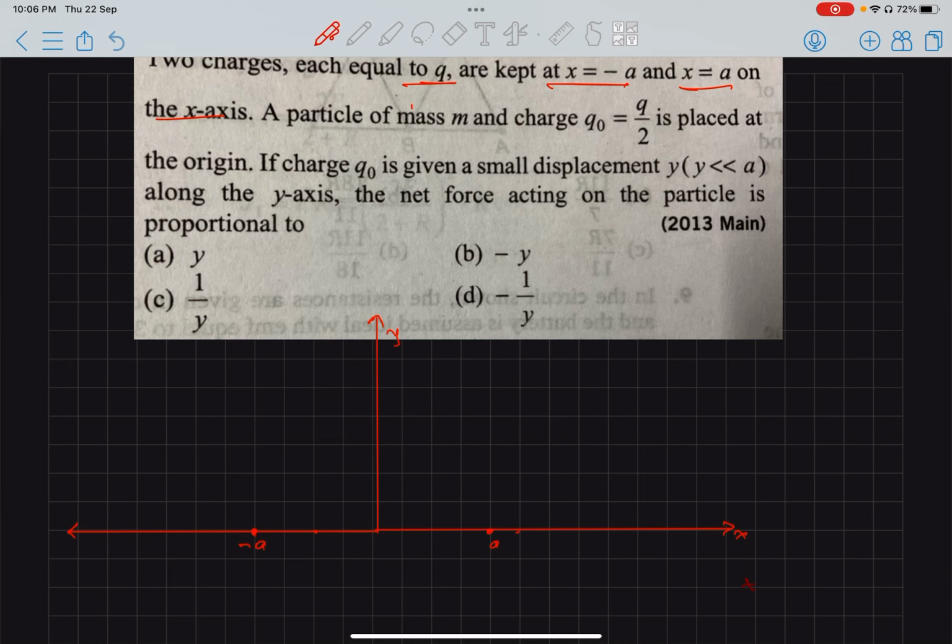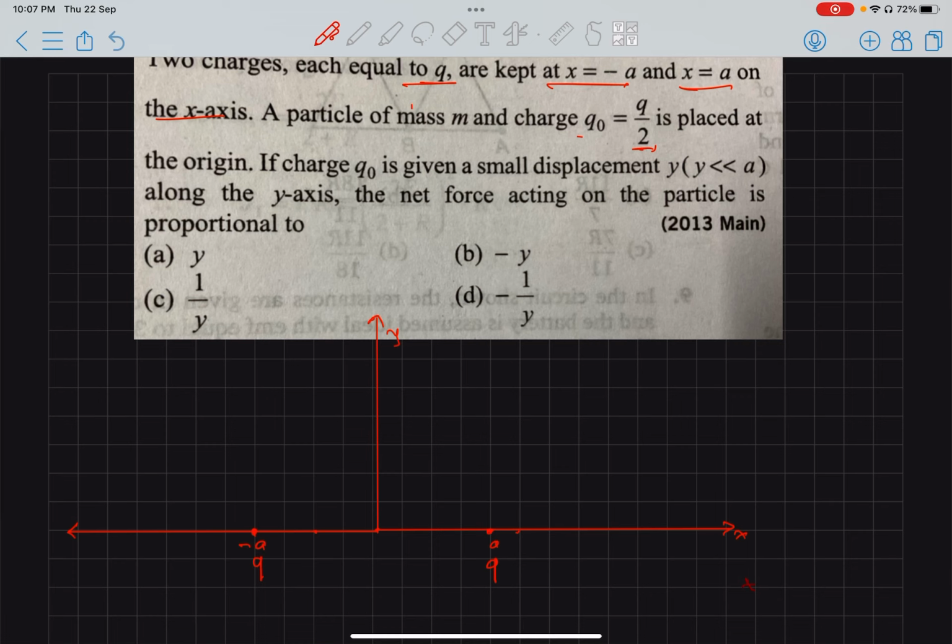The charge is equal to q. Okay, this is equal to q, and a particle of mass m and charge q naught equal to q by 2, half the charge of these particles, is placed at the origin. Okay, so there is another charge placed at the origin, which is equal to q by 2. If the charge q naught, which is equal to q by 2, is given a small displacement y, where y is very much less than a, along the y-axis, the net force acting on the particle is.